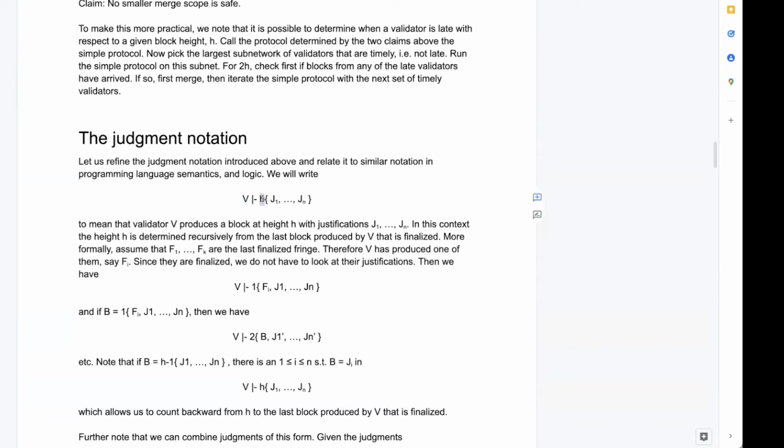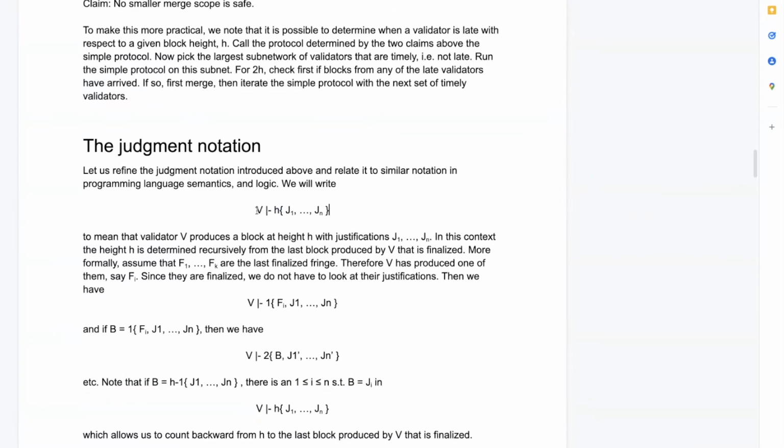We have a height, which we discussed in terms of this recursive definition, to the last finalized block produced by V. And then we have justifications. These justifications are in fact just pointers to block expressions like this. You could think of them as hashes for an expression like this. So this will uniquely determine a given block.